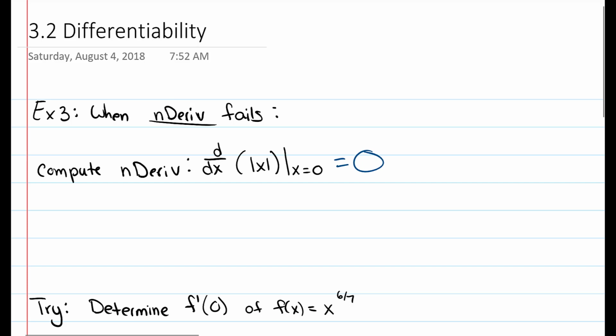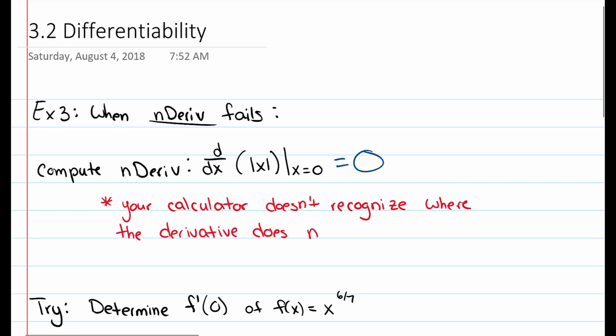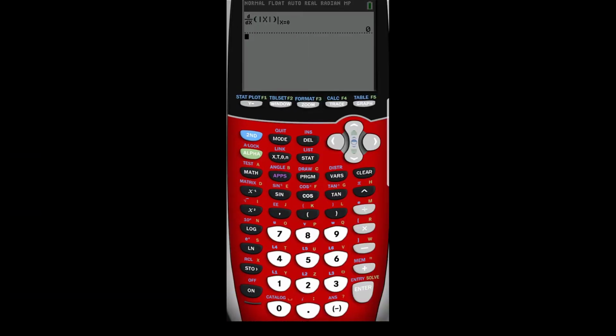However, we've seen in previous problems that the derivative of the absolute value of x does not equal 0. So your calculator doesn't recognize where the derivative does not exist. What we need to do is to look at the graph. So if I go back to my calculator and I go ahead and graph the absolute value of x, so again it's alpha f2 and then absolute value, and then push in x and hit graph.